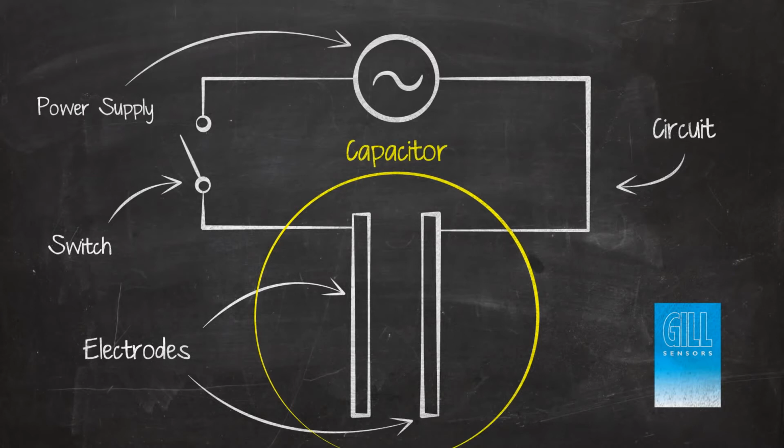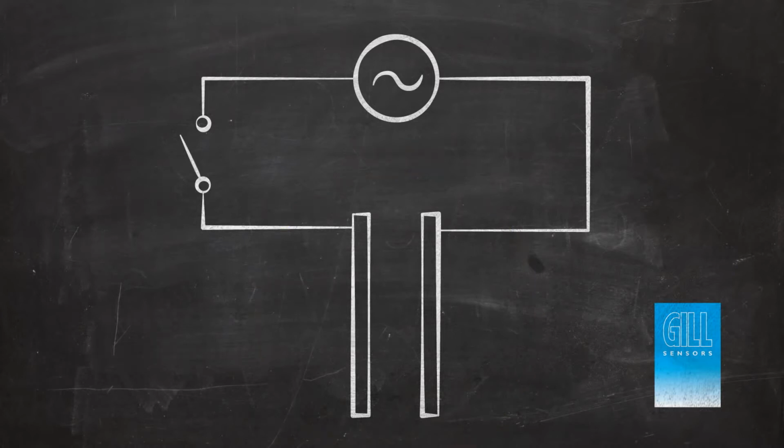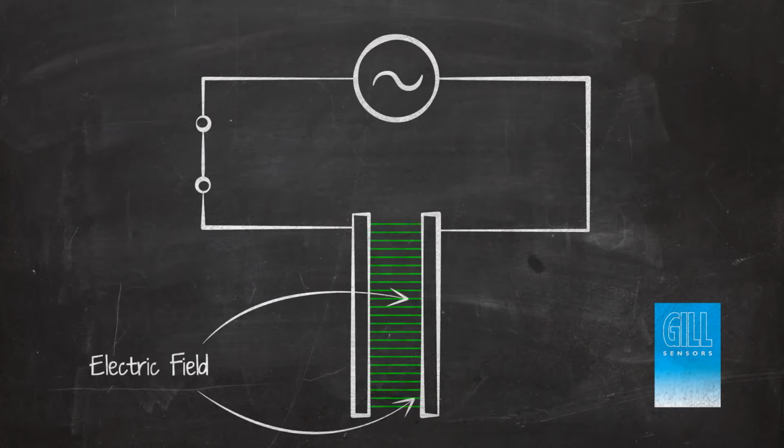The electrodes themselves must be conductive and are typically made from metal. They can be any shape, though two parallel plates are easiest to visualize. Capacitors have the ability to store energy in an electric field between their electrodes, caused when a voltage, or potential, is applied to the circuit.